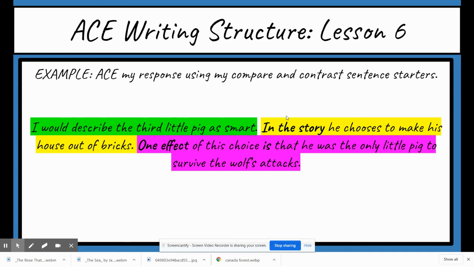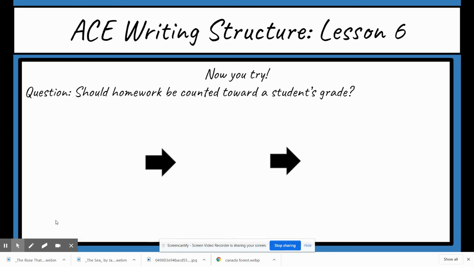And I said one effect of whatever it is I chose as my C, whatever it is I have as my evidence, I've put here. One effect of my evidence is that he was the only little pig to survive the wolf's attack. Now we're going to try.